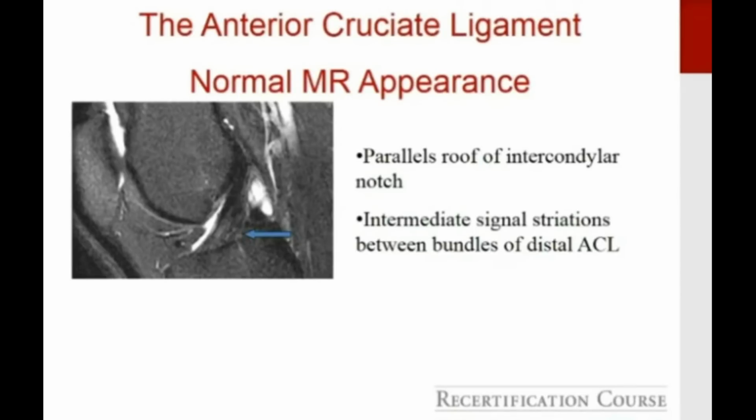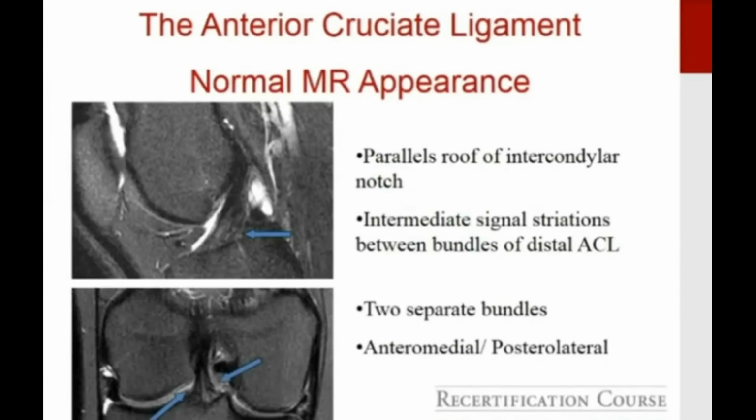Here we see a sagittal image of a normal ACL. It parallels the roof of the intercondylar notch. We can see that the proximal fibers are dark. As it extends more distally, we have intermediate signal striations between the various bundles of the ACL. In the coronal imaging plane, we can clearly see the two bundles, the anteromedial and the posterolateral bundle. We see the proximal and distal attachment site.